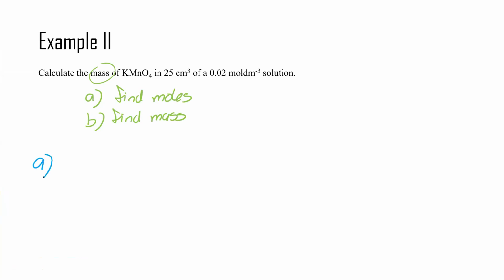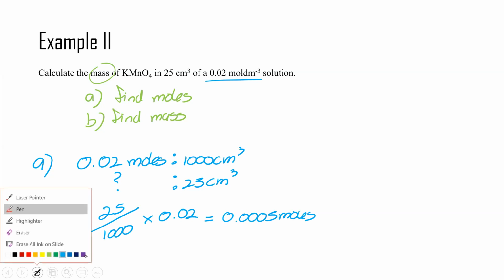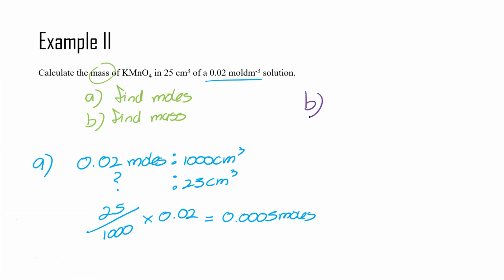So A, find moles. We're going to start by seeing how many moles we've got in 25 centimeters cubed. So it is 0.02 moles in 1000 centimeters cubed. How many moles in 25 centimeters cubed? This will be 25 divided by 1000 times 0.02, which is equal to 0.0005 moles.